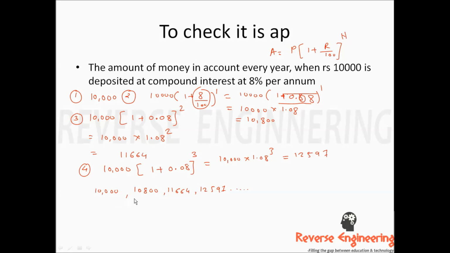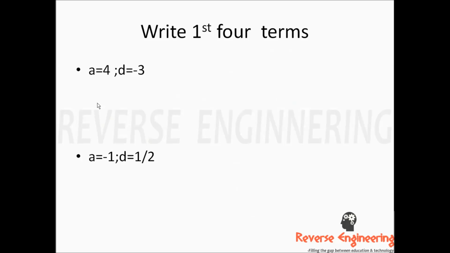Now this is the given series and we have to check whether this series is AP or not. What do we have to do to check whether the given series is AP or not? We have to check the common difference. For this the common difference is 800. For this the common difference is around, I think, 864, and the common difference for these two will be 933. So here you can see the common difference, which is D, is not the same. So the given sequence is not AP. We'll go ahead with the next problem.